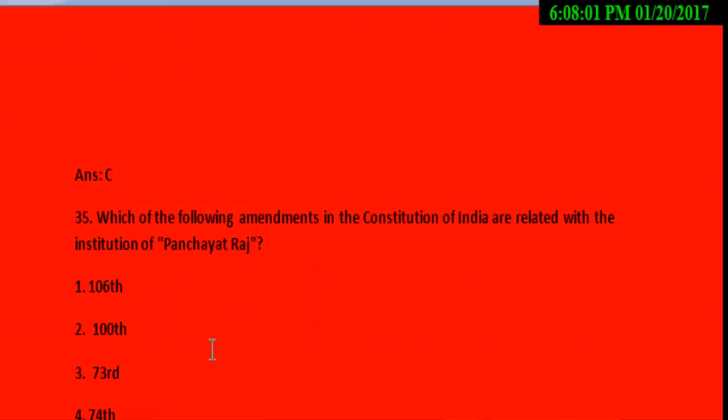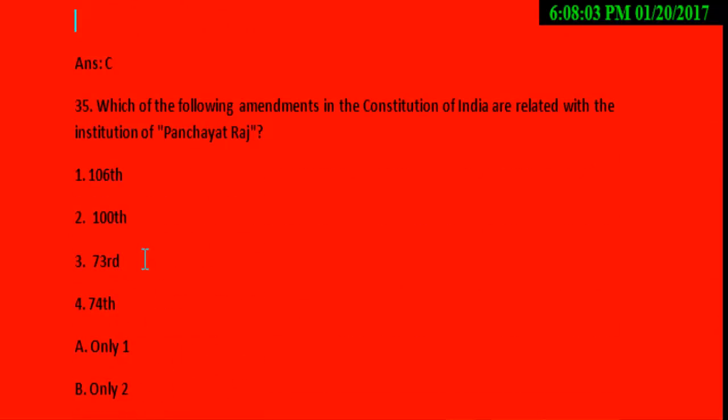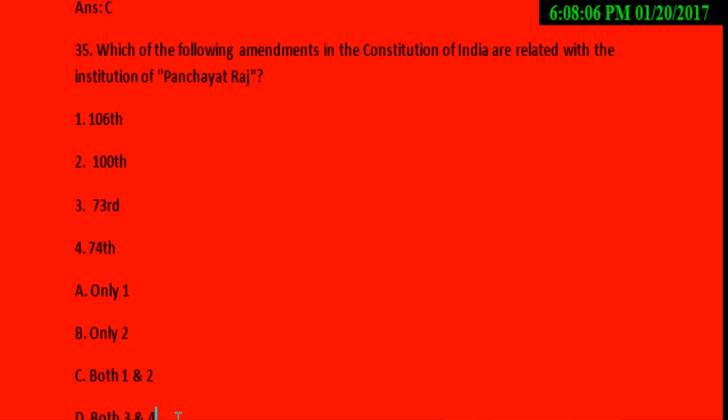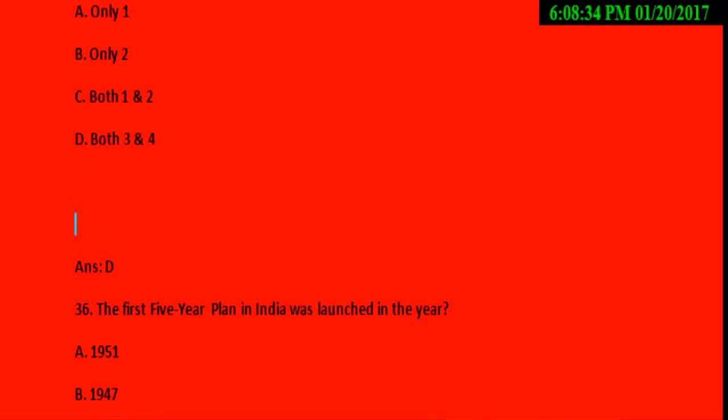Okay, next question for you. Pause this video and then find the answer because it's too long. Which of the following amendments in the Constitution of India are related with the institution of Panchayati Raj? 106th, 100th, 73rd, 74th. Only 1, only 2, both 1 and 2, or both 3 and 4. You must pause the video and think over it. So the answer is D, both 3 and 4.